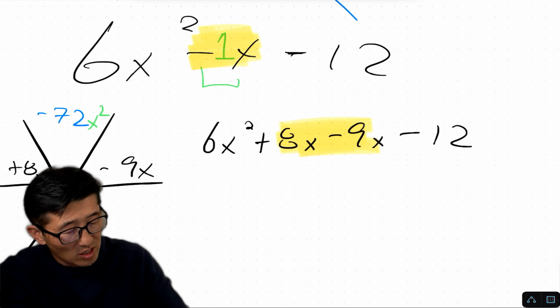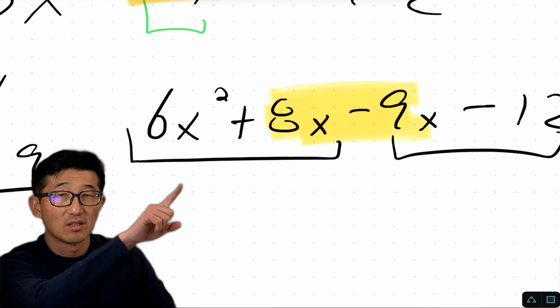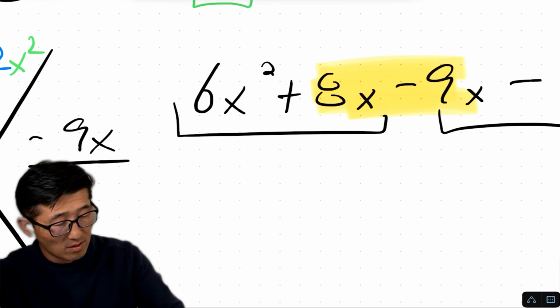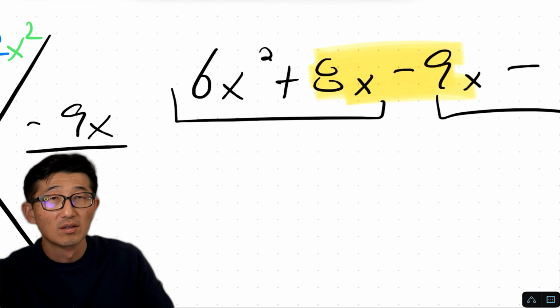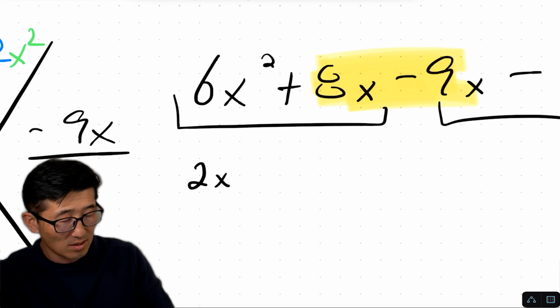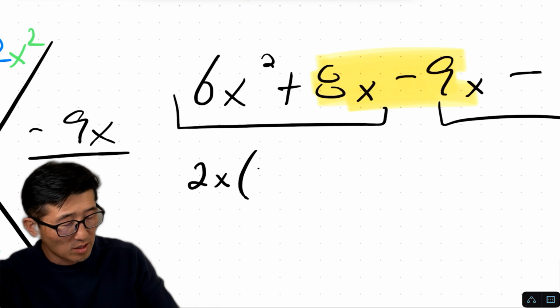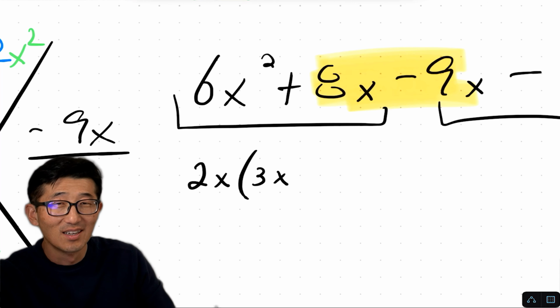So let's take a look at the first group. What can we factor out? What divides 6 and 8 and also x squared and x? What divides 6 and 8? Yeah, the biggest number that divides 6 and 8. 2. Yeah, 2, and what about the x's? 2x, right? Yeah. And this will become 3x plus 4. Okay, good. All right.